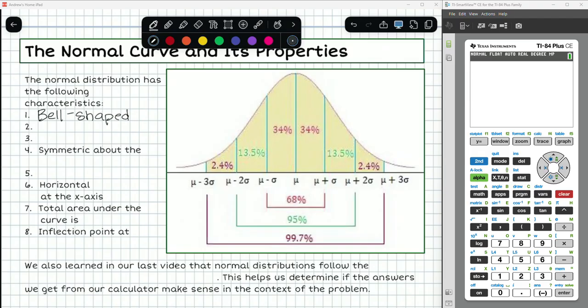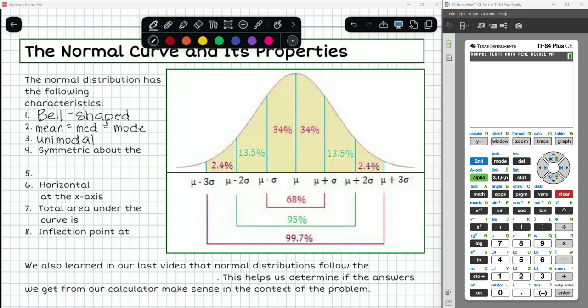The next thing to know is that for this curve, the mean, the median, and the mode are all equal. All three of those values sit right in the center where that peak is. Next one, it has a single peak, so we would call this graph unimodal. One value has higher frequency or is repeated more often than the others.